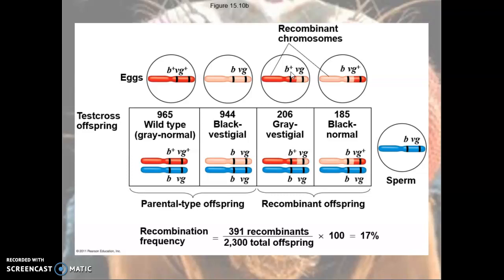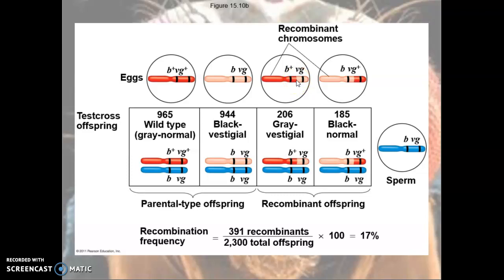Now, what can make things even increasingly less common, like crazy uncommon? Well, if you can picture, if these two traits, like B plus and VG, are super close together, the chances that crossing over will happen in the middle of them is really, really slim. And so he determined that if you can figure out how often they recombine, using this thing called a recombination frequency, then you can determine how far apart the genes are. So if the genes are super far apart from each other, it's probably going to cross over. But if they're really close to each other, they probably don't.